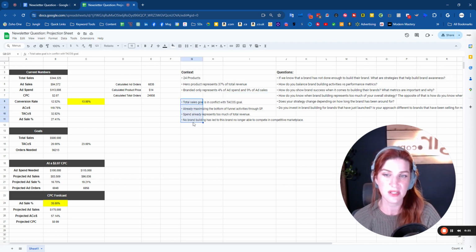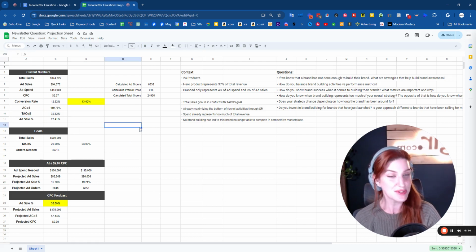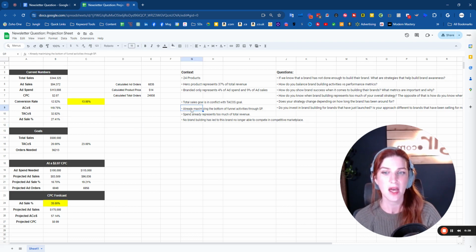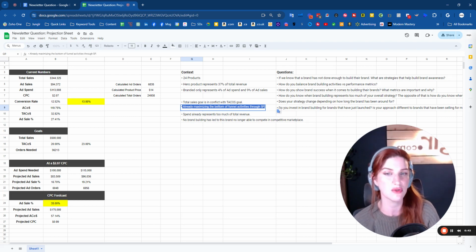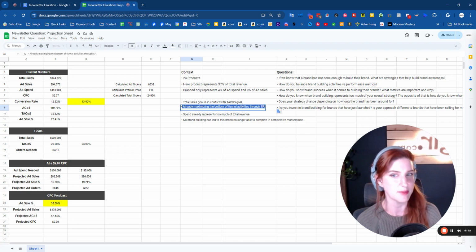Again, if these are his initial thoughts, total sales goal is in conflict with the TACoS goal, which I would agree with, right? If you're lowering total ACoS, you need to lower that ad spend. And it basically means I need you to lower ad spend and also make me more sales, which is a very difficult thing to do. He was saying he's already maximizing the bottom of the funnel activities through sponsored products. Looking at the ad sale percentage, I would actually argue there's probably untapped potential there.